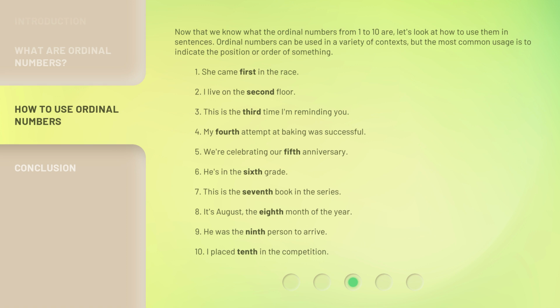4. My fourth attempt at baking was successful. 5. We're celebrating our 5th anniversary. 6. He's in the 6th grade. 7. This is the 7th book in the series. 8. It's August, the 8th month of the year. 9. He was the 9th person to arrive. 10. I placed 10th in the competition.